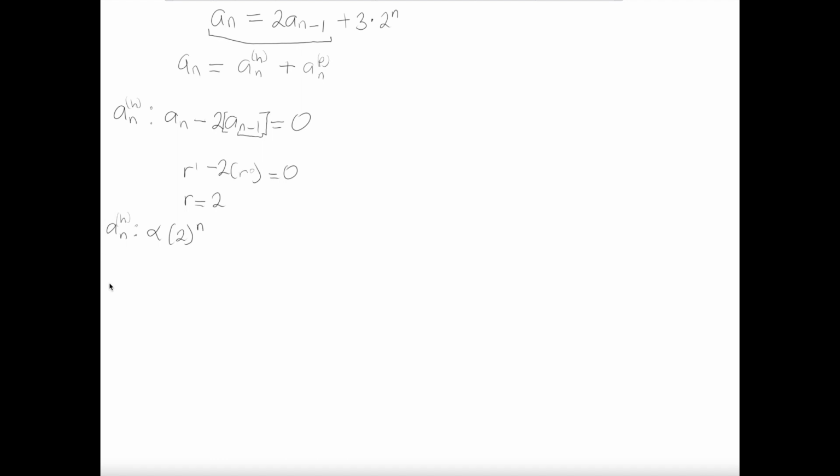So we have a_n^(p). This is the particular part of the relation. So we could represent it by f of n. So f of n equals 3 times 2 to the n.